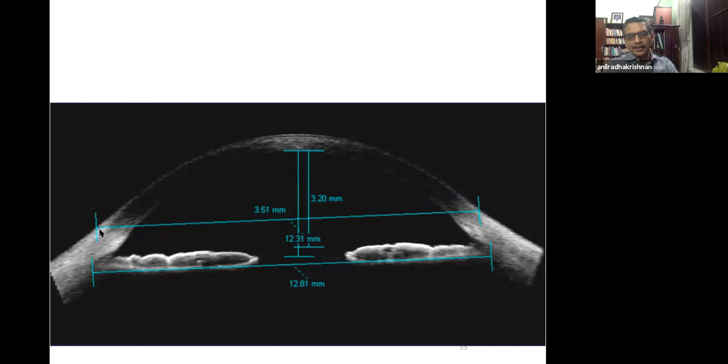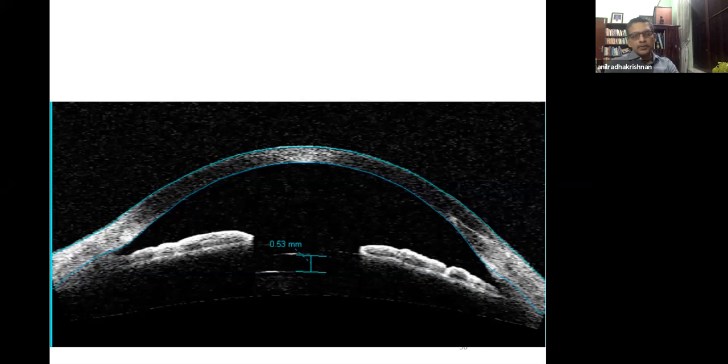Even though theoretically you can say that it is useful to measure, practically it is not very useful, because you want to know exactly the sulcus to sulcus diameter. Within the anterior chamber, whatever measurements you want to do, you can see. Sulcus to sulcus also cannot really be measured with the OCT because of the shadowing from the iris; you cannot exactly see the sulcus here.